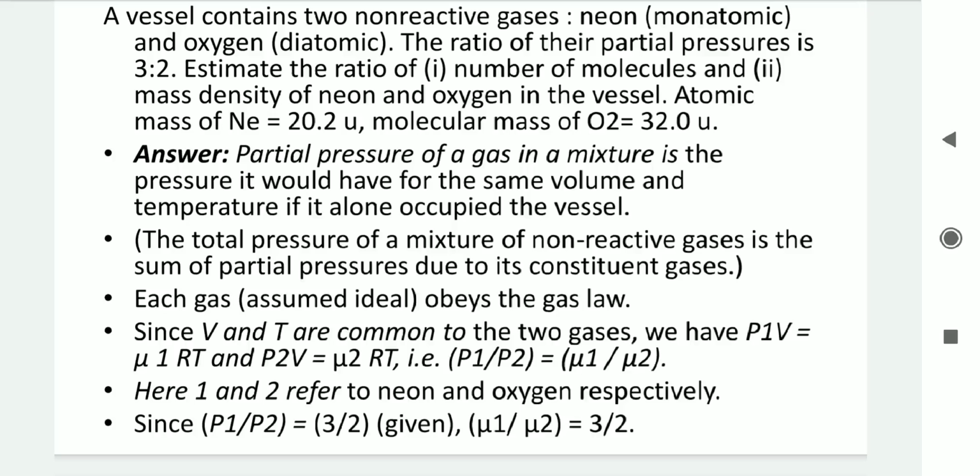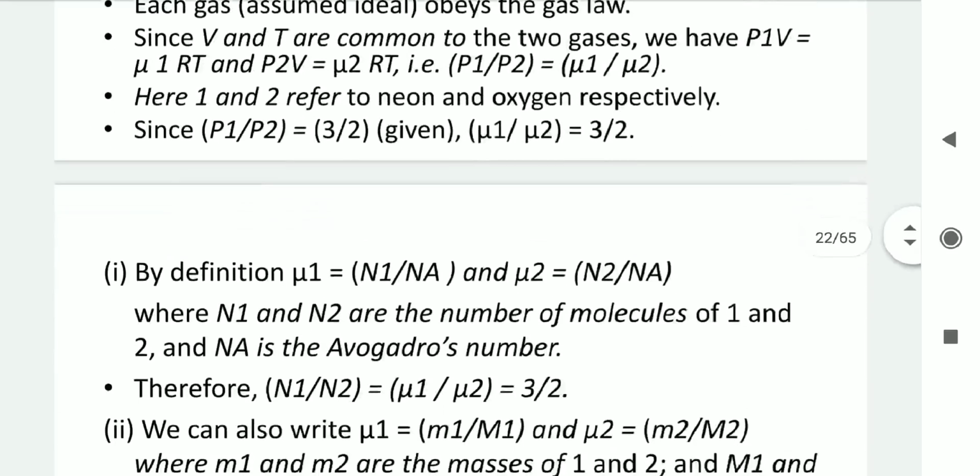Now take the ratio of both the equations. So we are having P1 by P2, that would be equal to mu 1 by mu 2. Here the pressure ratio is available in the example, that is 3:2. So if P1 by P2 is 3:2, then mu 1 by mu 2 is also 3:2.